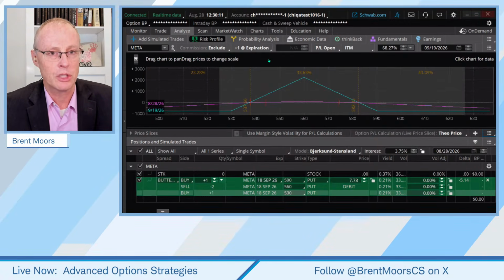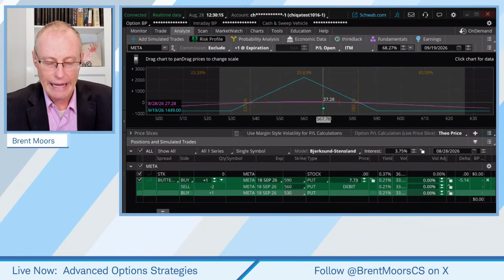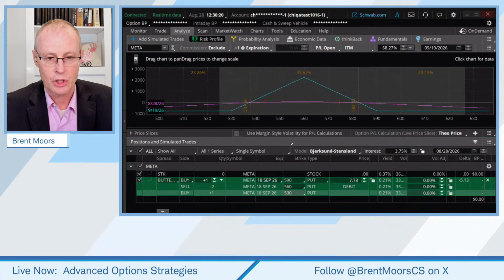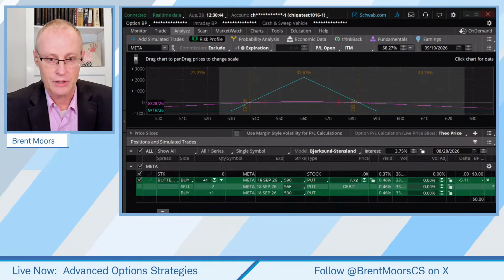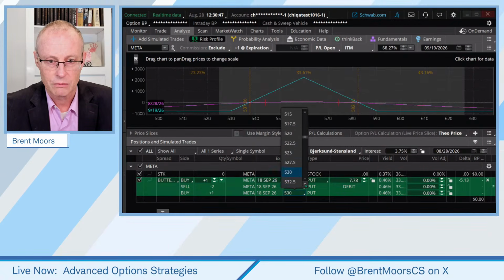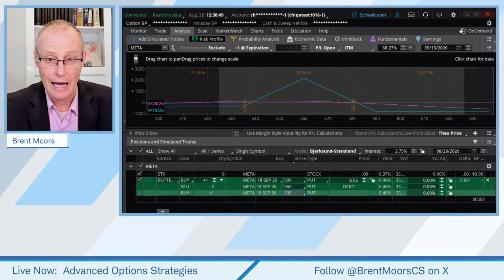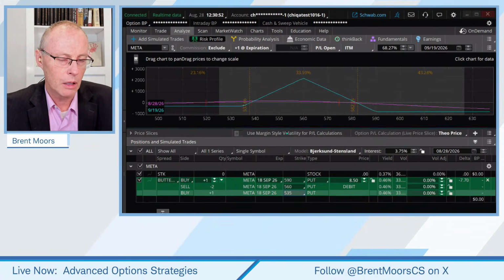Now, remember the rules on skewing this. If I'm going to skew it bearish, I either need to take the lower strike and move it closer to the middle strike, or I need to take the upper strike and move it farther away from the middle strike. You could do either one of those, same result, okay? But what I'm going to do here is make this, I don't know, 535.